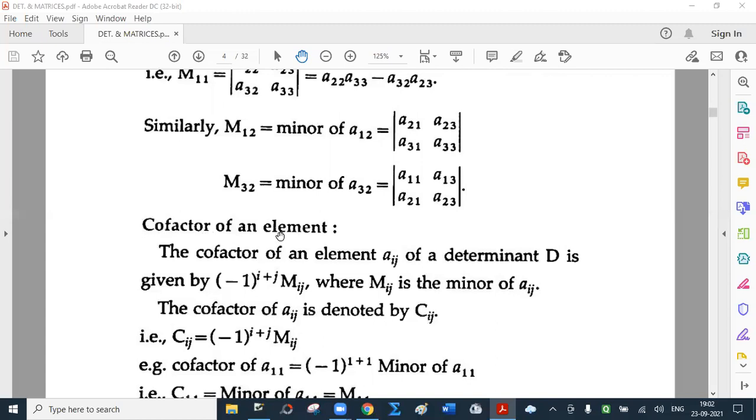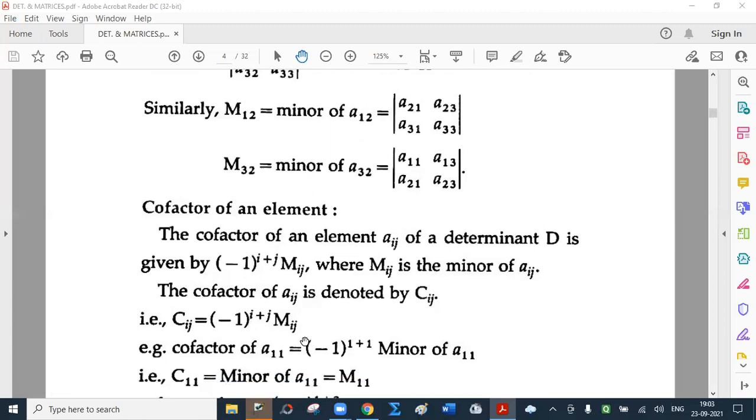Cofactor of an element. The cofactor of an element Aij of a determinant D is given by minus 1 raised to i plus j into Mij, where Mij is the minor of Aij. So what is the cofactor of Aij? Cij equals minus 1 raised to i plus j into Mij.